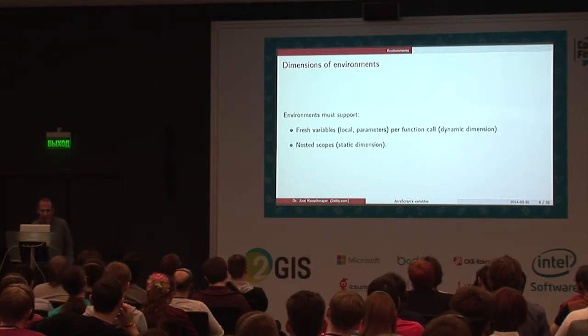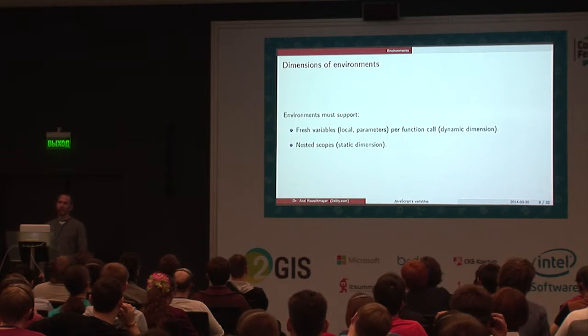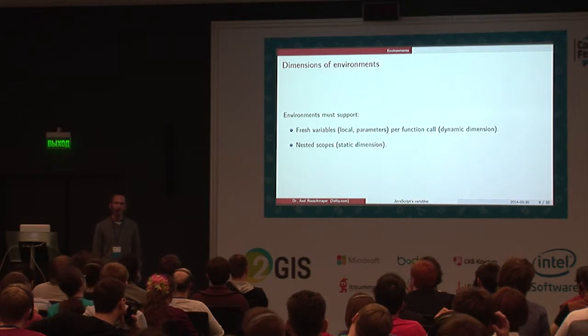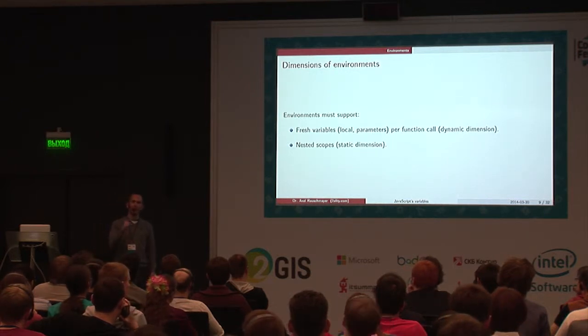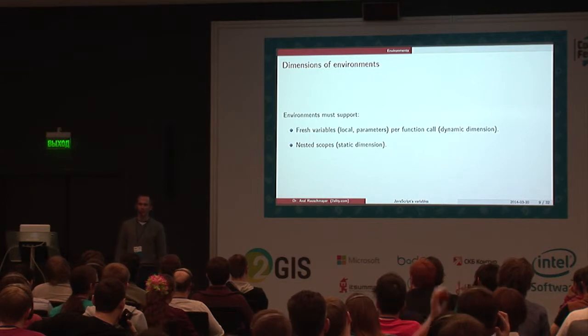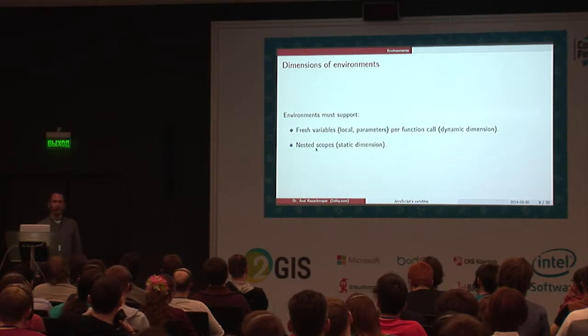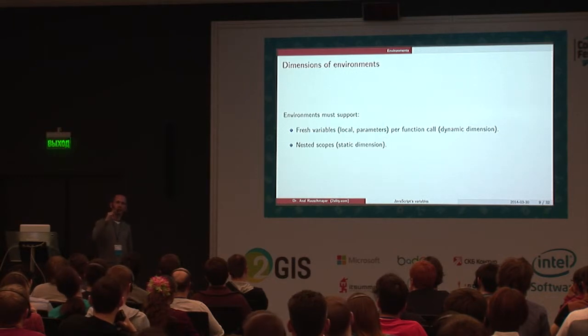There are two features that environments must support. One is you need fresh variables every time a function is called. So if you have a function f and you call it, and it has a parameter, every time you call it, you need fresh variables, fresh storage, and new variables. Otherwise, recursion doesn't work. And you have nested scoping. When you are in an inner scope, you don't want to lose your connection to data in the outer scope.